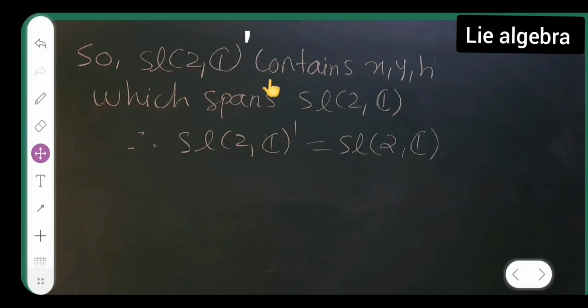So finally, SL(2, C) contains X, Y and H, which spans SL(2, C). Therefore SL(2, C)' is equal to SL(2, C), which is over the complex numbers, right? C is complex. So finally you all got the solution. I was supposed to show that this L' is equal to L, right? And I have shown it also.